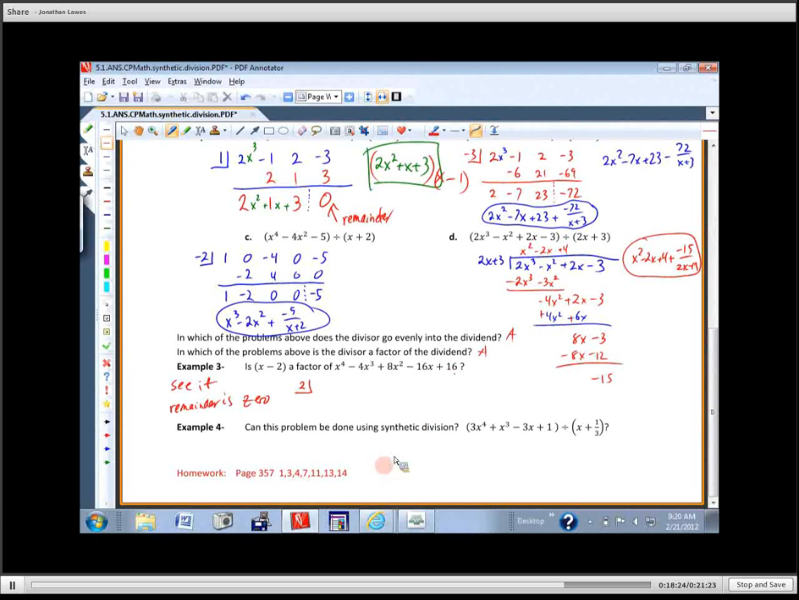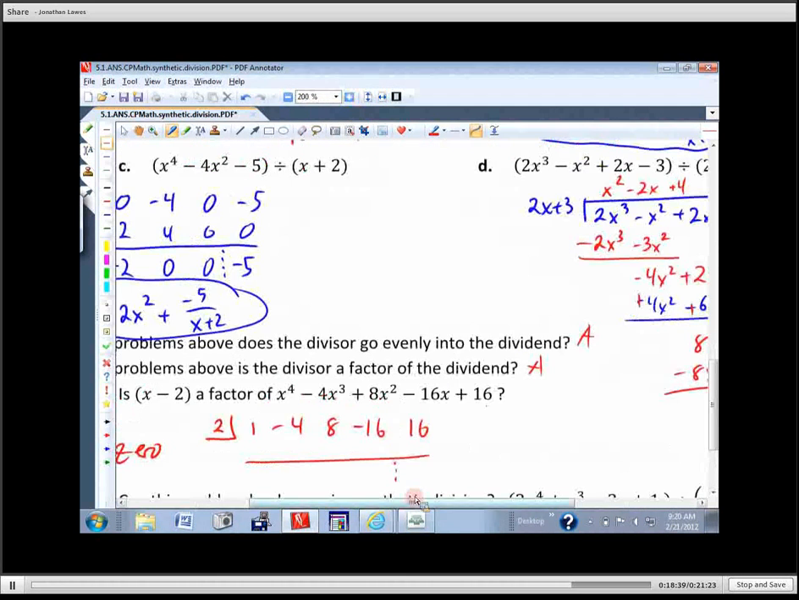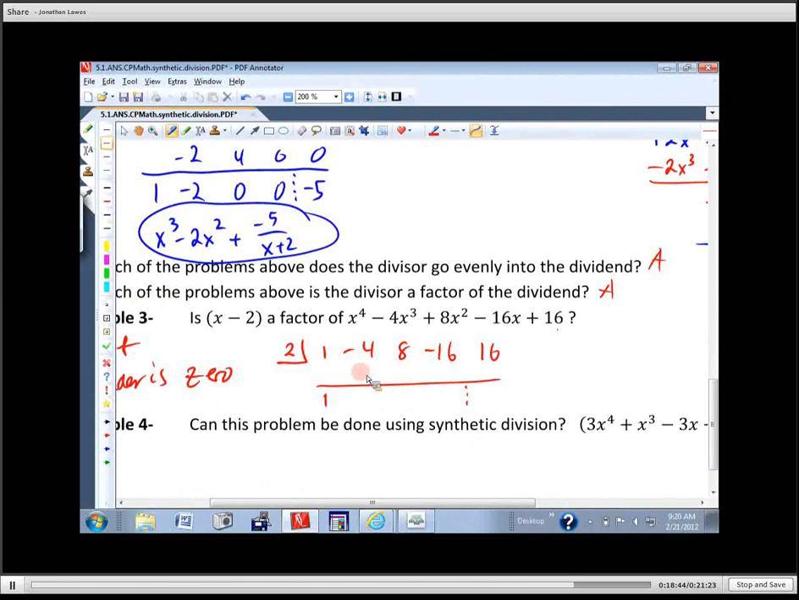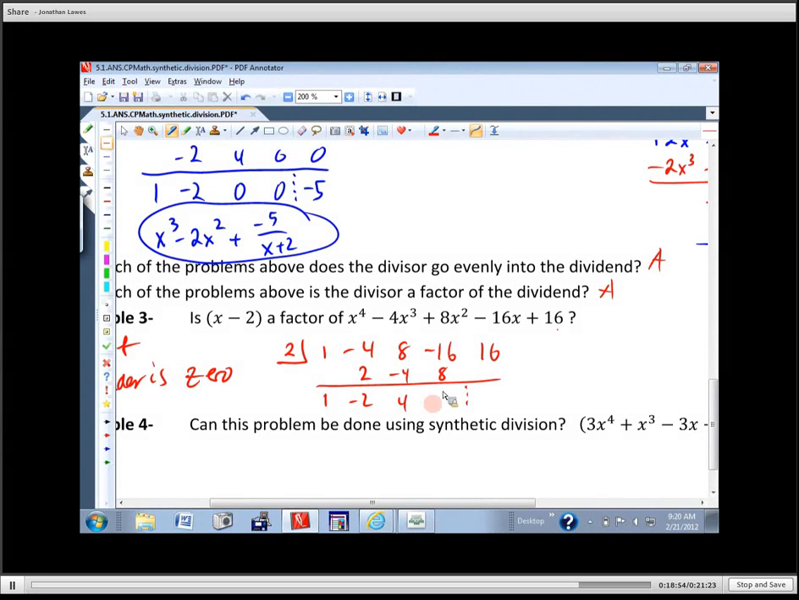Make sure these are all represented. So that's going to be a 1, a negative 4, an 8, a negative 16, and a positive 16. What are we hoping goes right here? We're hoping there's a 0 there. So let's see. Bring down, multiply, add, multiply, add, multiply, add, multiply, add. What's the remainder?